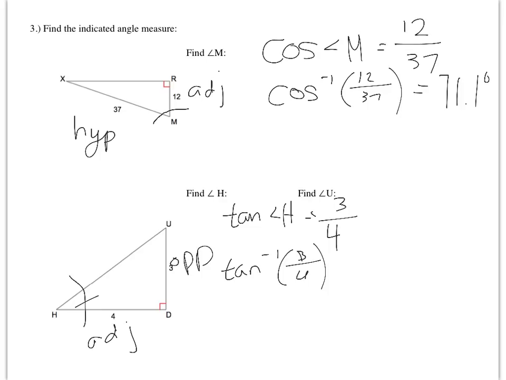So go ahead to your calculator or Desmos, type in the inverse tangent function of 3/4, and we should get that it is about 36.9 degrees.